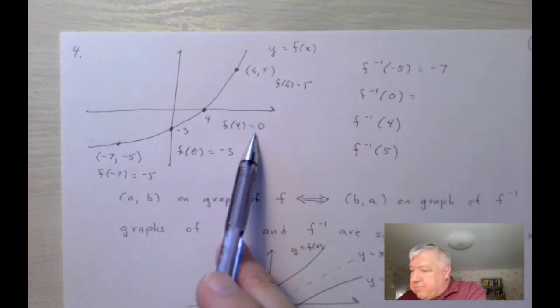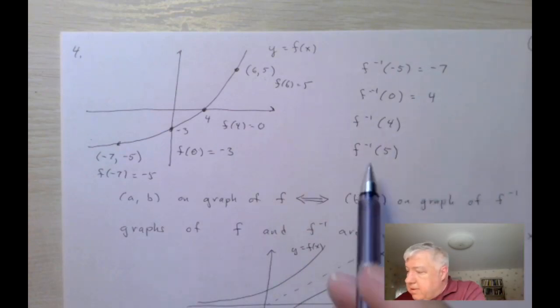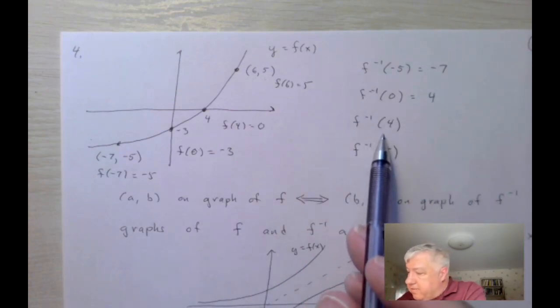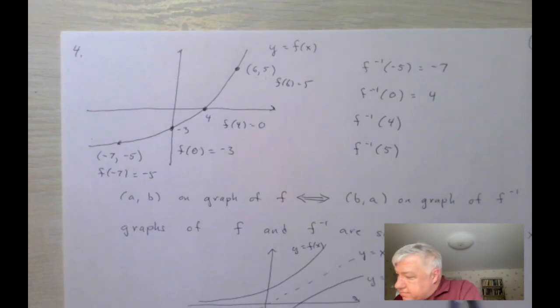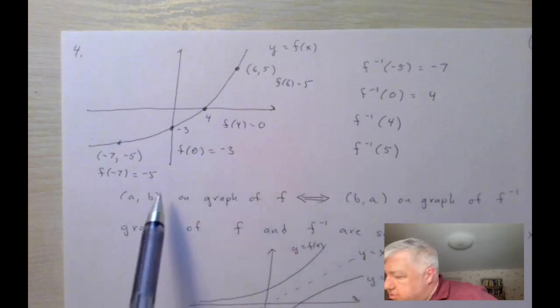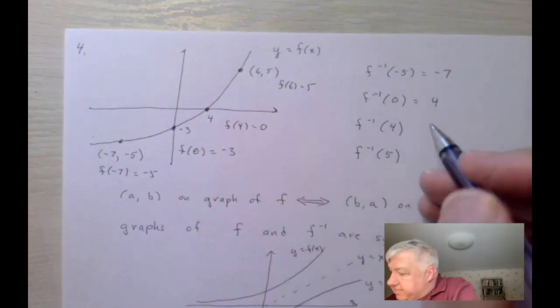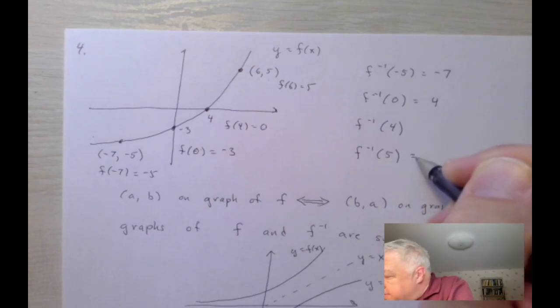F of 4 equals 0, so f inverse of 0 should be 4. What about f inverse of 4? Well, let's see, that is, well, interesting. We'll come back to this. F inverse of 5 is 6, right? F inverse of 5 is equal to 6.